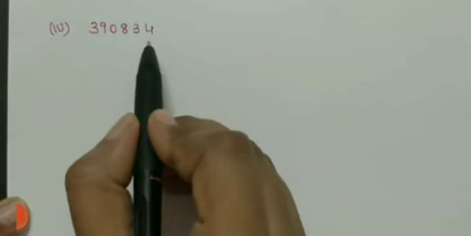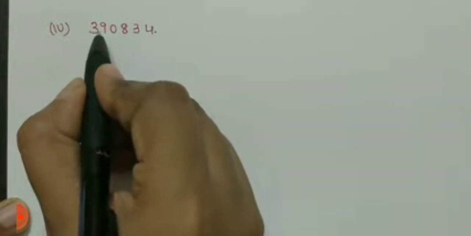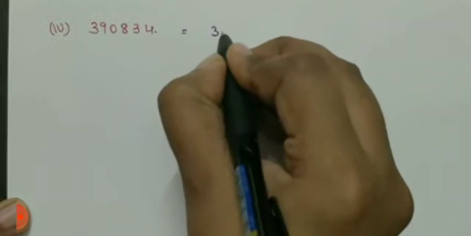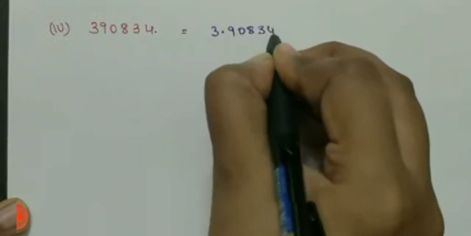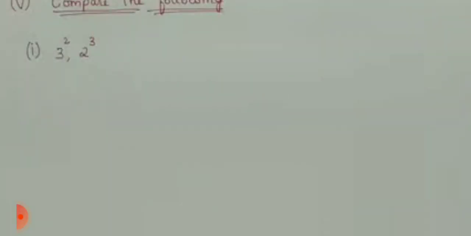Fourth one, to express this in standard form, we need to shift the decimal point from here to here. So 5 digits to the left side. 3.90834 into 10 to the power of 5 is the standard form.